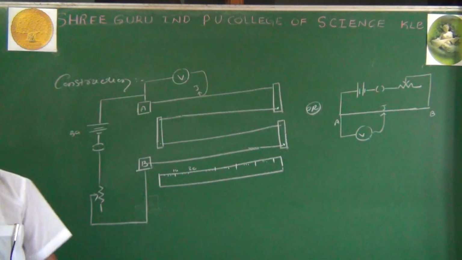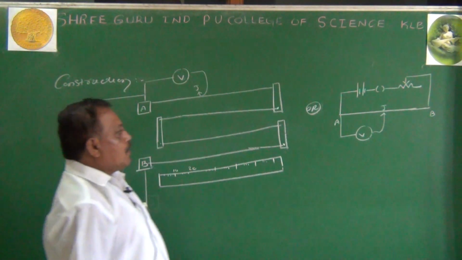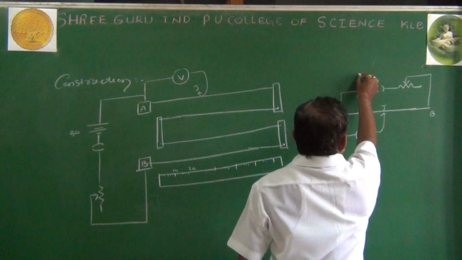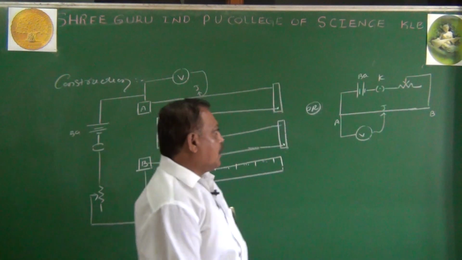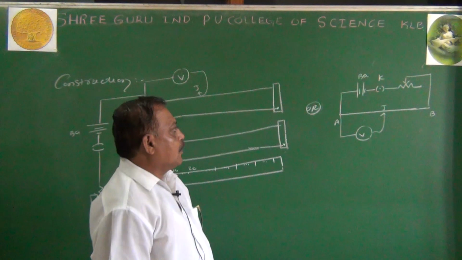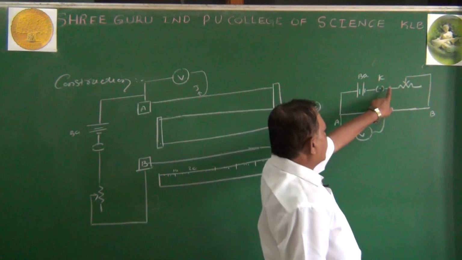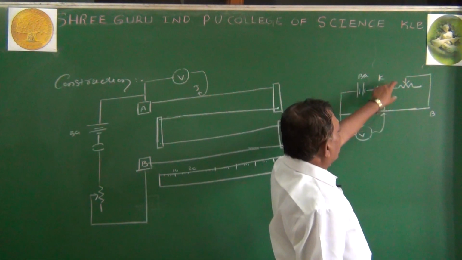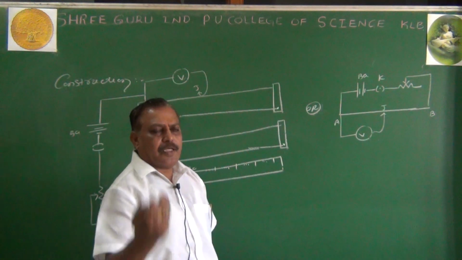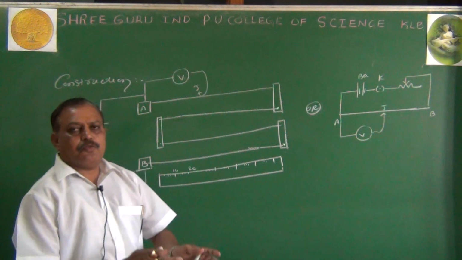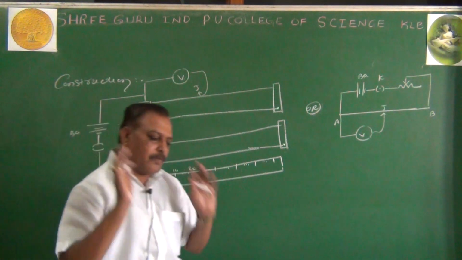Now this circuit is called the primary circuit, battery. This is key. By placing the key, by maintaining the constant current, if you want to know the current, you can put the ammeter also here. Don't make the circuit too complicated. If you connect the ammeter in series, we can know how much current is passing in the circuit. That is the only thing.